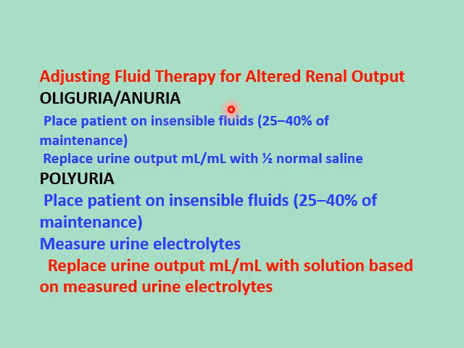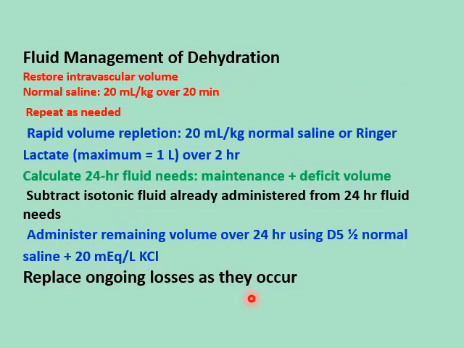Adjusting fluid therapy for altered renal output: oliguria, anuria. Place the patient on insensible fluid loss, 25 to 40% of maintenance. You give him 25 to 40% of maintenance. Replace urine output milliliter per milliliter with half saline in cases of oliguria or anuria. Polyuria: place the patient on insensible loss, 25 to 40% of maintenance fluid. Measure urine output and replace it. Replace urine milliliter per milliliter with a solution based on measured urine electrolyte level.